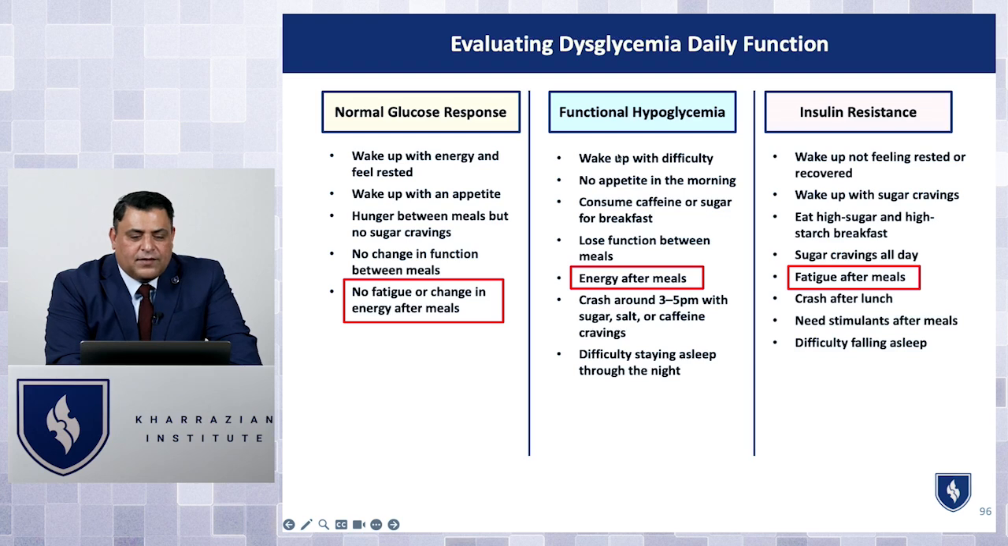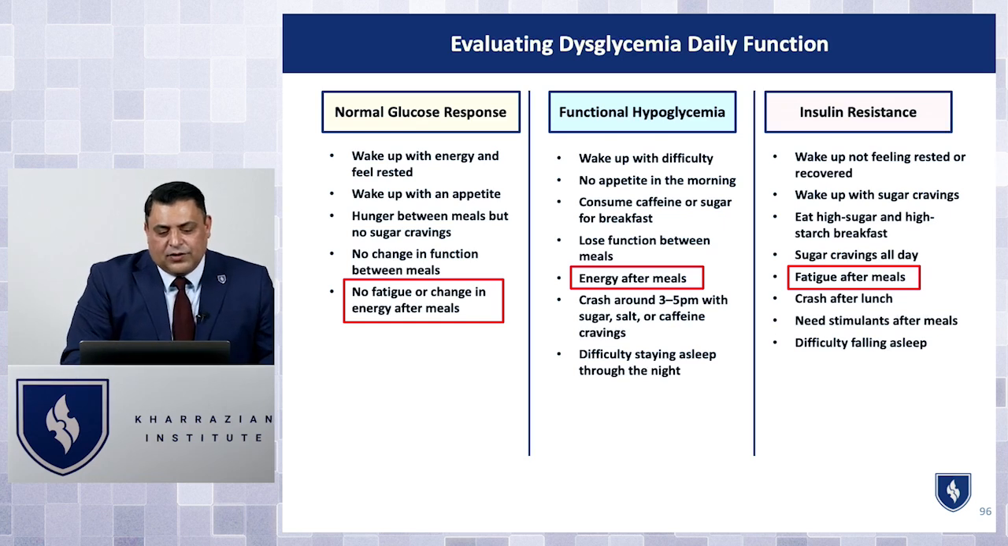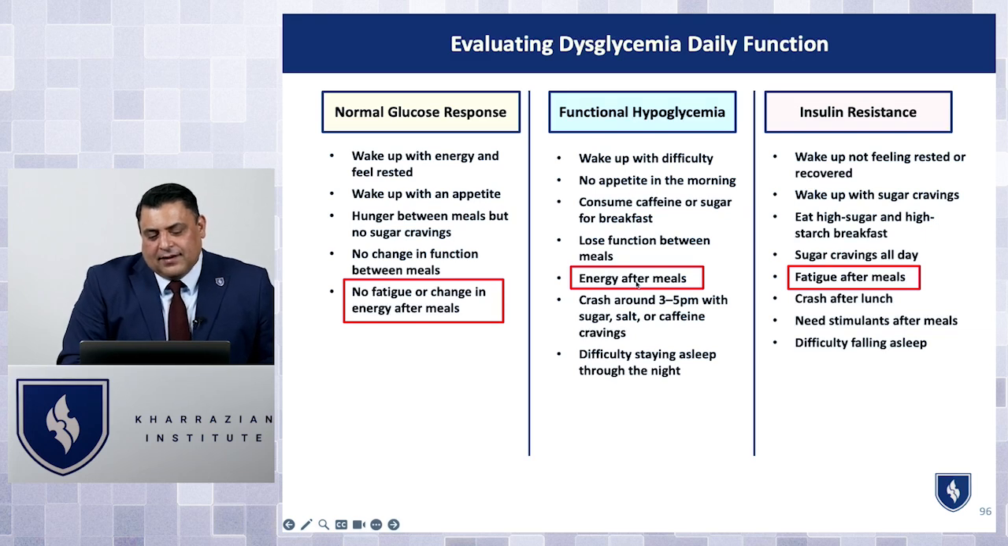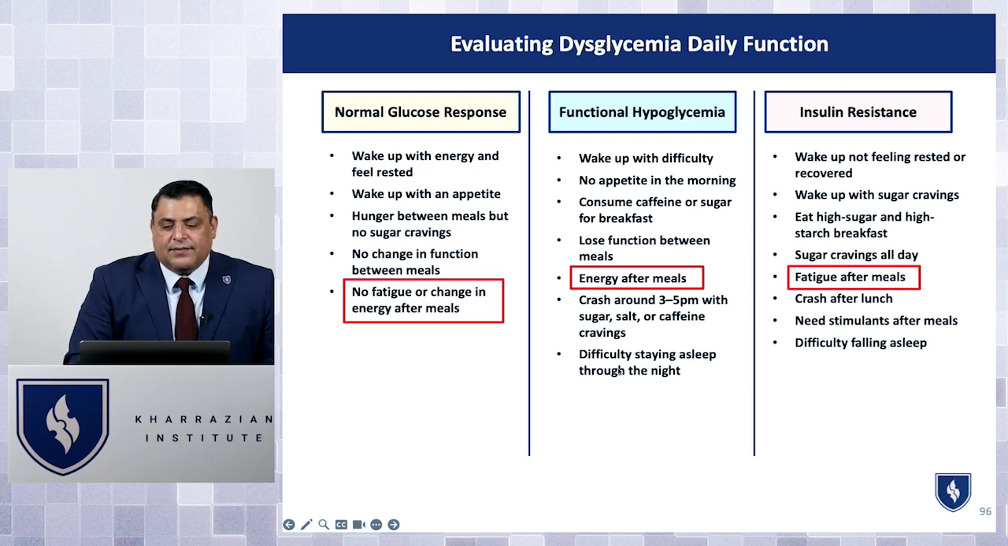Hypoglycemics wake up with difficulty, they don't have any appetite in the morning, and they consume caffeine or sugar for breakfast. They lose function between meals. They get energy after they eat. That's a key thing with hypoglycemics, and their function comes back after they eat. They crash around 3 to 5 o'clock. They have difficulty staying asleep throughout the night because they get nocturnal hypoglycemia.